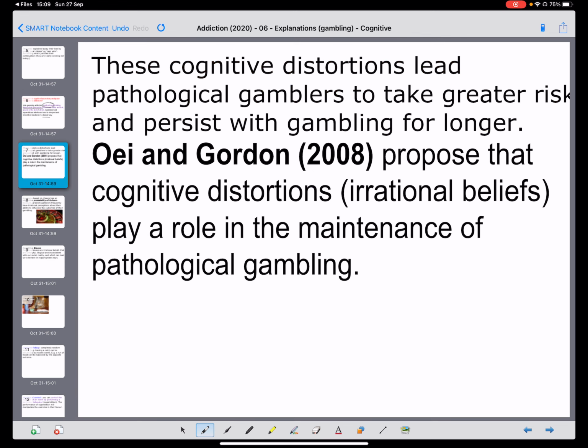Now, I'm going to focus on a whole bunch of cognitive distortions or cognitive biases, and specifically research by Oei and Gordon, which is really quite important for us. Just to put it in terms of context, I don't think we need to use this name in terms of knowledge. I think the actual knowledge of the different cognitive distortions is perhaps more important.